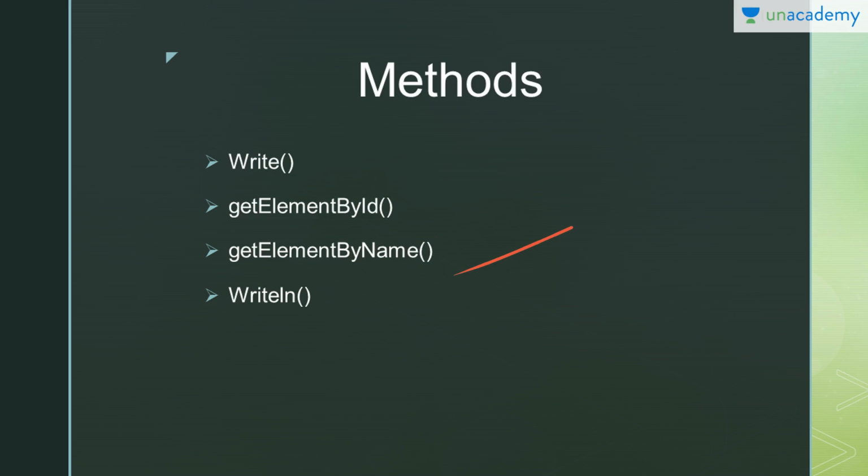Second is getElementsByName. You can get the element's value using the name. You can also use getElementsByTagName, and then you will get the elements using the tag name. You can even use the class name as well, getElementsByClassName. So there are various ways to get the values of these documents.